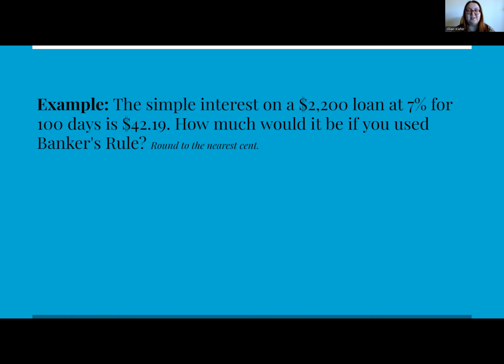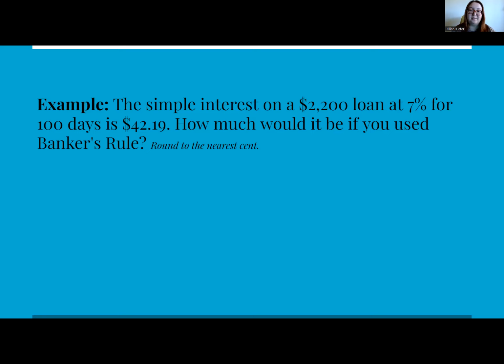You're not going to use 360 as representative of days in a year for all the problems from now on. It's always 365. But we are going to use 360 for the banker's rule. So we know that simple interest should be $42.19. We're going to see how that changes with the banker's rule.